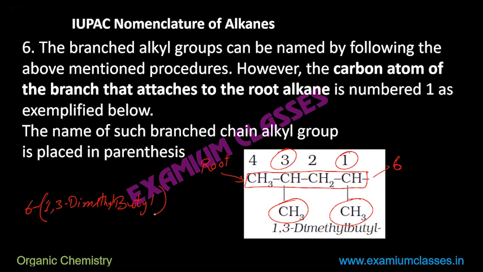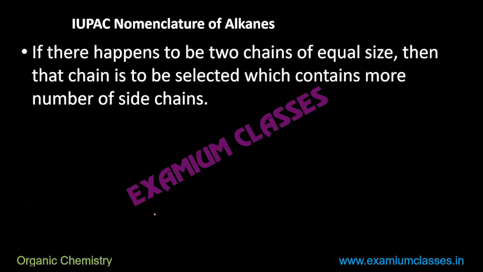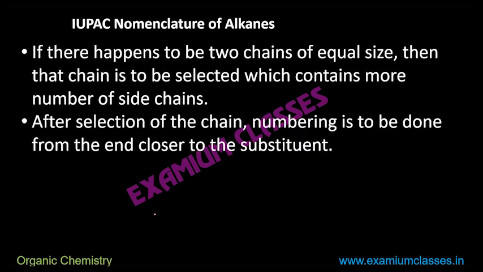Any confusion here? Okay. Now another point: suppose you need to consider the longest chain, and there are 2 longest chains of the same number of carbons, say both have 9 carbons. Then you will select the one which has greater branching, which has more branches attached to it. That one will be considered.